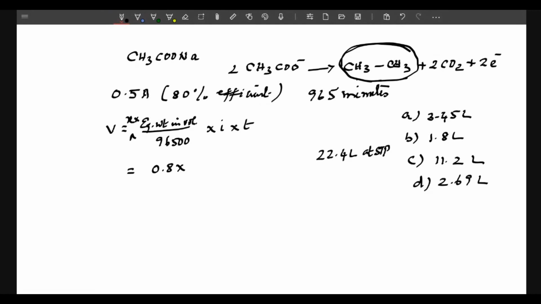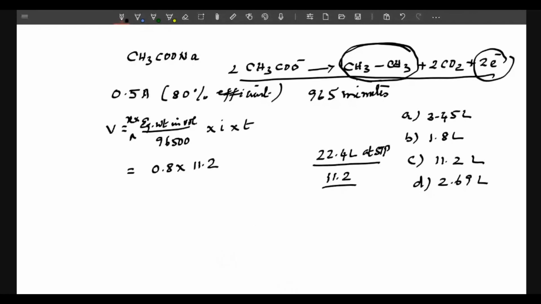It is an electrochemical reaction. How many electrons are involved for the formation of 1 mole of ethane? Here 2 electrons are involved. Therefore, equivalent weight is equal to the molecular weight by 2. Equivalent weight in terms of gram, 15 gram. Equivalent weight in terms of volume, 1 mole would give you 22.4 liters, so equivalent weight in volume is equal to 11.2. Therefore, in the place of equivalent weight, 11.2 liters.